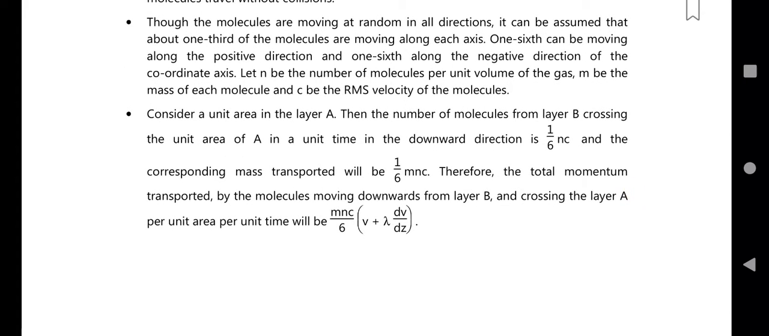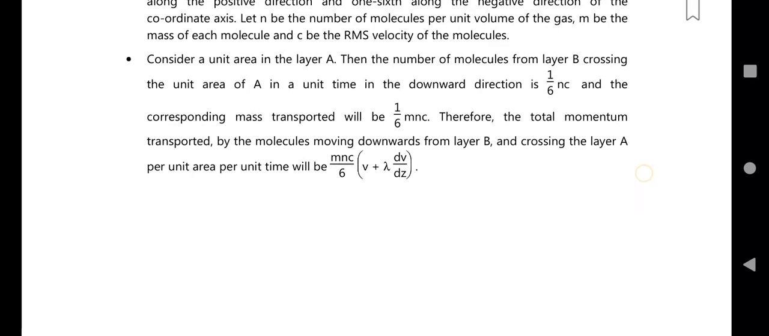Therefore the total momentum transported by the molecules moving downward from layer B and crossing the layer A per unit area per unit time will be, we just have to multiply by their velocity, that is mnc upon 6 into velocity, that is v plus lambda dv upon dz.